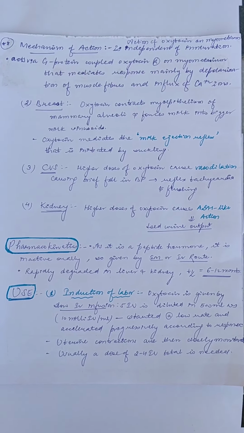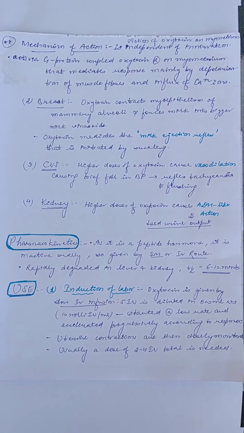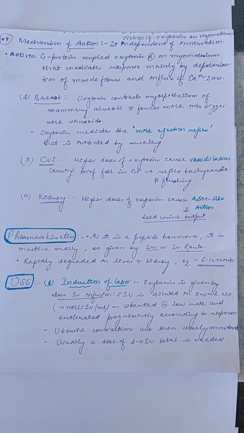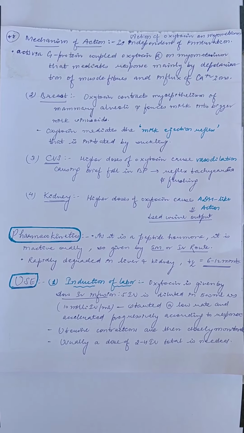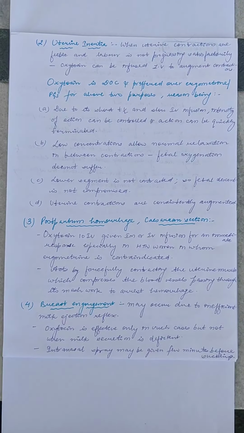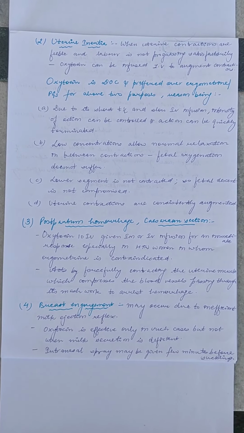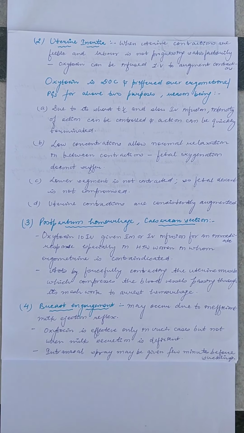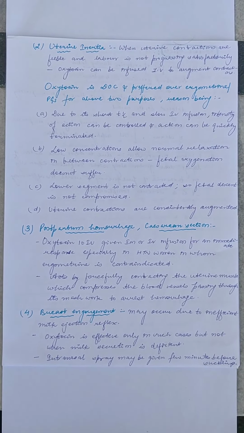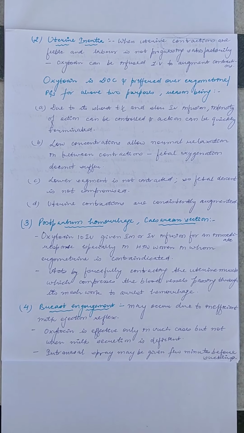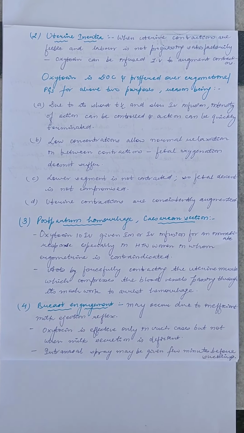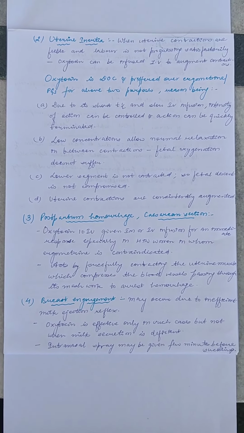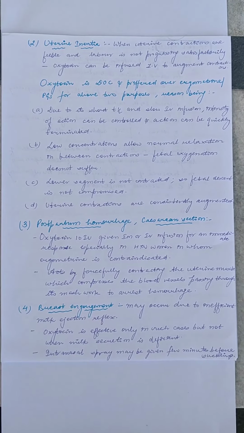Second use will be seen in uterine inertia. Uterine inertia means when the uterine contractions are feeble and labor is not progressing satisfactorily, then oxytocin can be infused IV to augment the contractions. And oxytocin is drug of choice for induction of labor as well as for uterine inertia, and it is preferred over the ergometrine and the prostaglandins for these purposes, reason being due to its short half-life and slow IV infusion, intensity of action can be controlled and action can be quickly terminated.